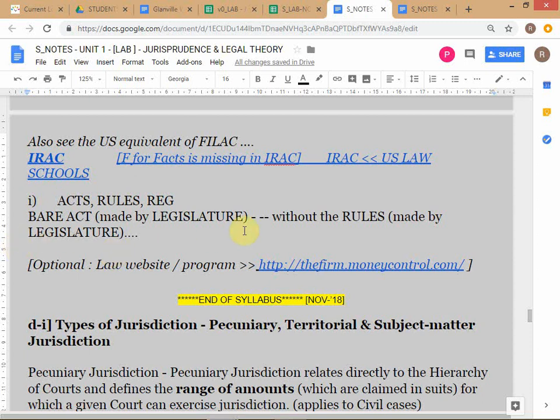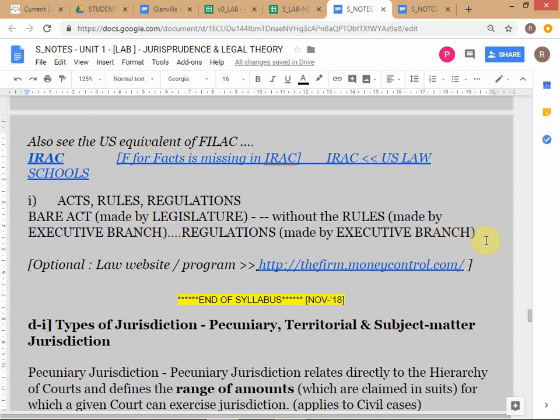Now, rules are not made by the legislature. The rules are made by the executive branch. And regulations, this reg stands for regulations. Do you know what the difference between rules and regulations is? This also is useful to be aware of. Rules are made by the part of the executive branch that is closer to the prime minister or the head of the executive branch, and regulations are also made by the executive branch, but by a particular part of it.